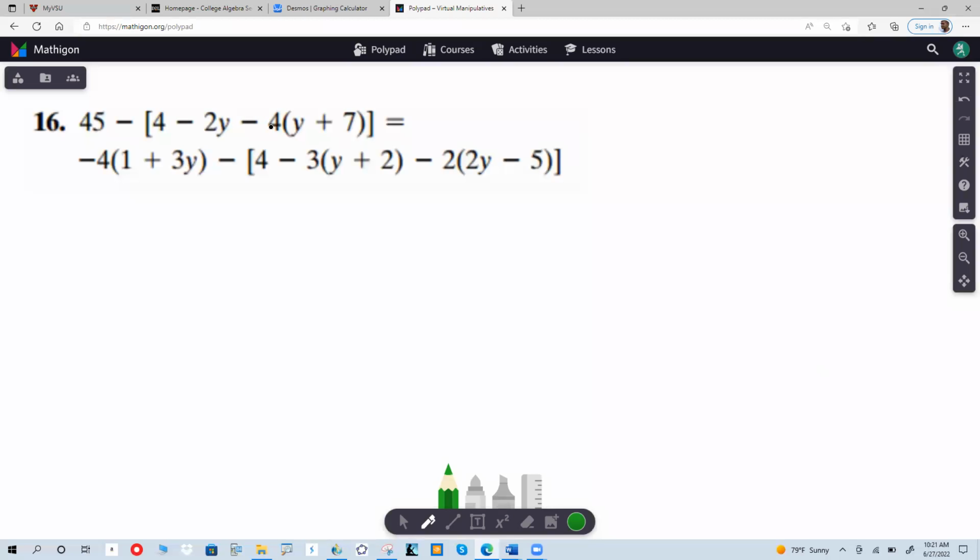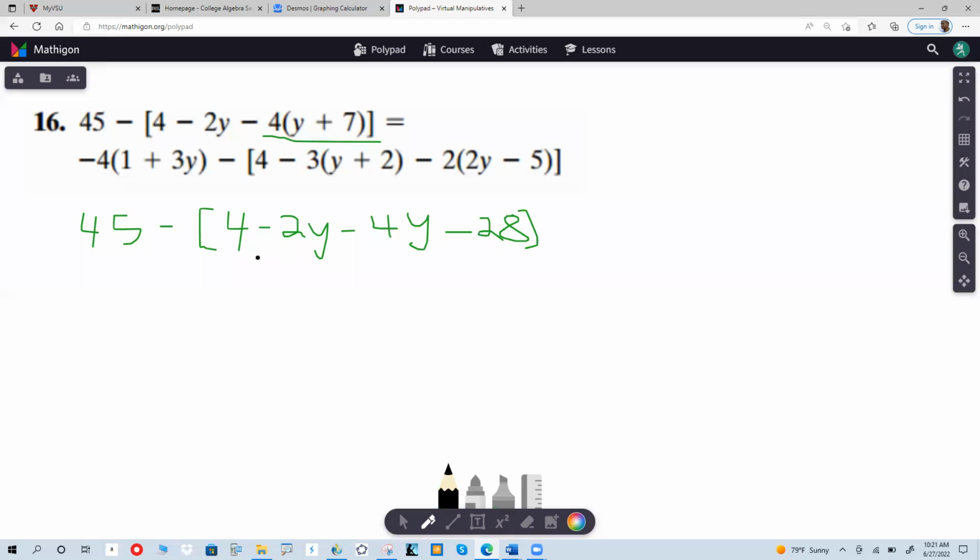So I'm going to work on this parenthesis, 4 times y. I'm going to show you all the steps. 45 minus 4 minus 2y. Here, there's a minus sign. I have to change this sign to minus, and there will be a minus here. Once I do that, 2y becomes minus 4y minus 28.